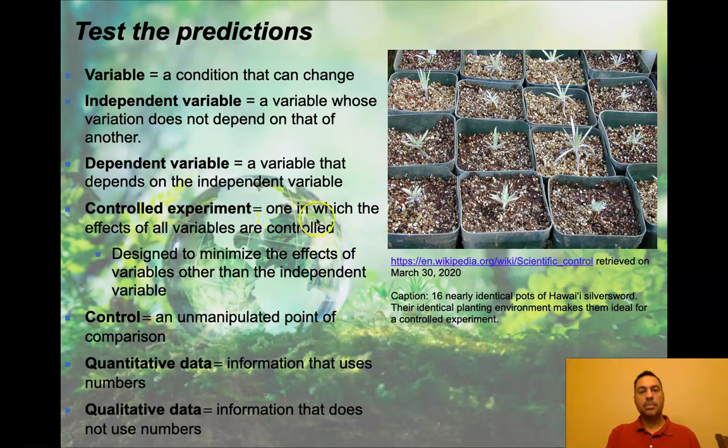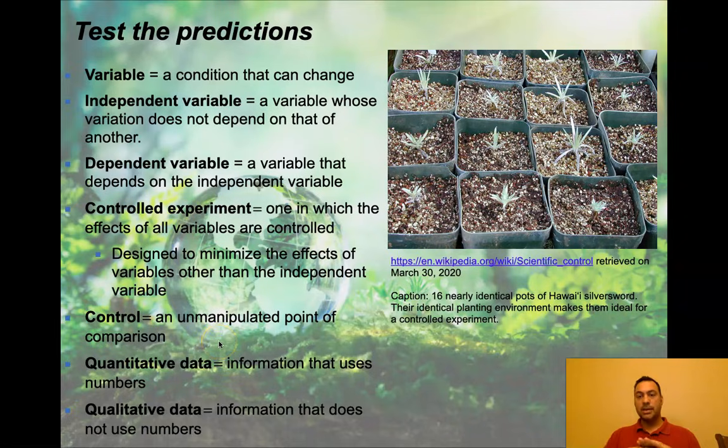So a controlled experiment is one in which the effects of all variables are closely controlled. It's designed to minimize the effects of variables other than the independent variable. In other words, if you want to see an effect, you want to make sure everything is exactly the same to the best of your ability so that you can measure an actual response to what you're doing. So a control is an unmanipulated point of comparison.